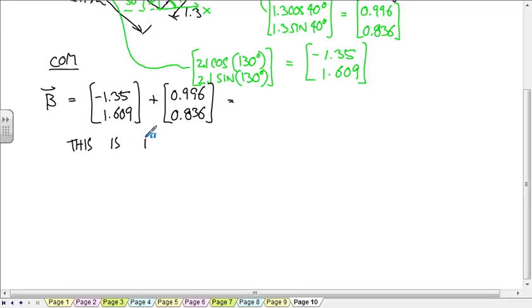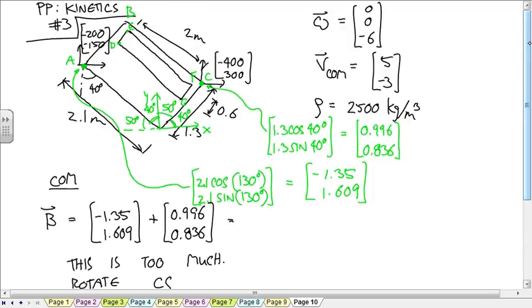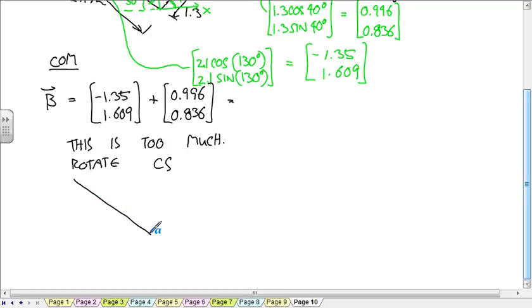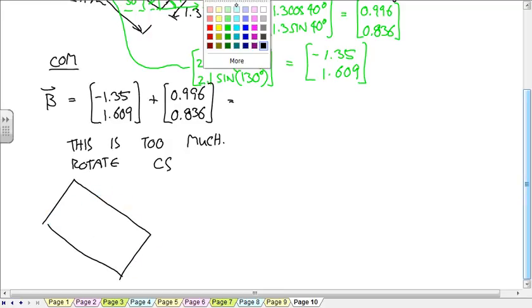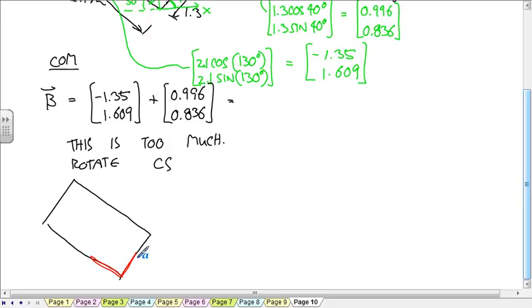Rotate the coordinate system. Okay, so now, how do we want to rotate the coordinate? Let's say we want our new coordinate system to be this. What angle do we need? Well, positive 40 degrees, because the coordinate system's going from an x-axis here and a y-axis here, counterclockwise to this. So theta is equal to positive 40 degrees.